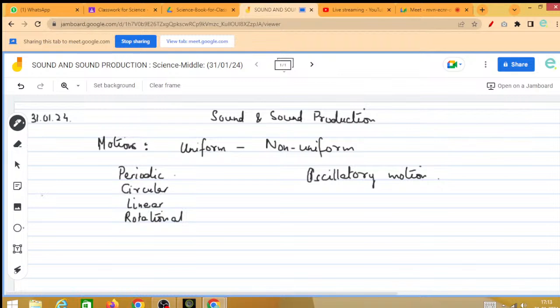Okay, who can tell me what is periodic motion, what is circular, linear? What do we mean by uniform motion? What do we mean by non-uniform motion? Who can tell me all this? Miss, I can give example. Okay, give examples. Miss, oscillatory motion, swing.